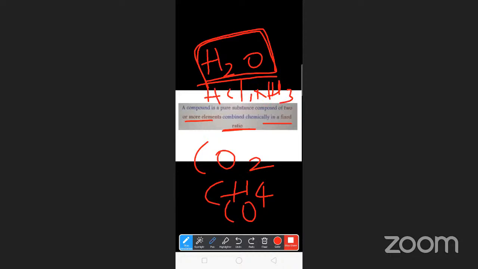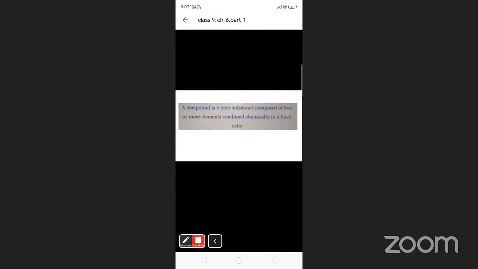Not only H2O. For example, CO2, CH4, CO, HCl, NH3. For all these molecules, the ratio is fixed. So these compounds are also pure substances. So, what are the characteristics of a compound?